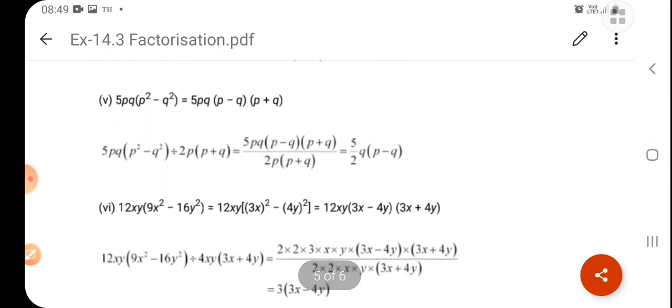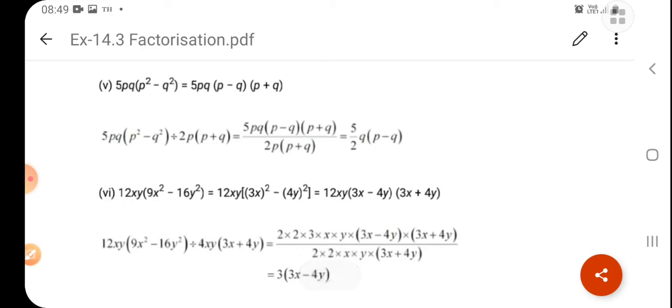5pq into p square minus q square is equal to 5pq into p minus q into p plus q. It is using the third identity, p square minus q square can be written as p minus q and p plus q, and 5pq outside the bracket. And it will get cancelled out by the 2p into p plus q.